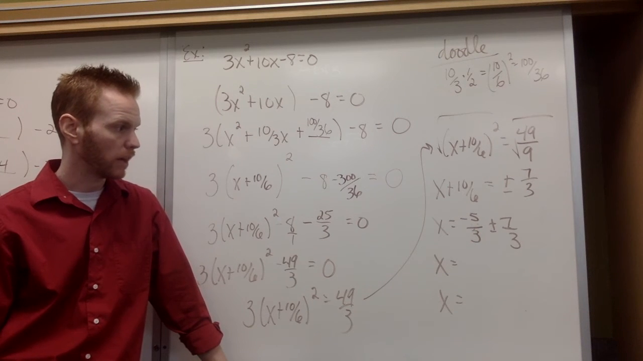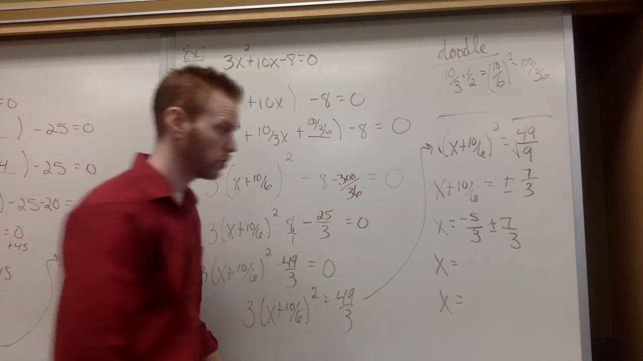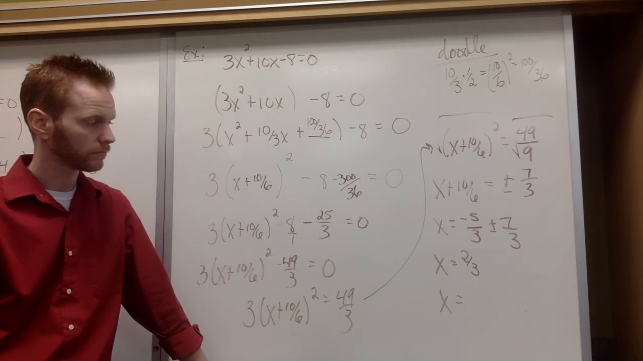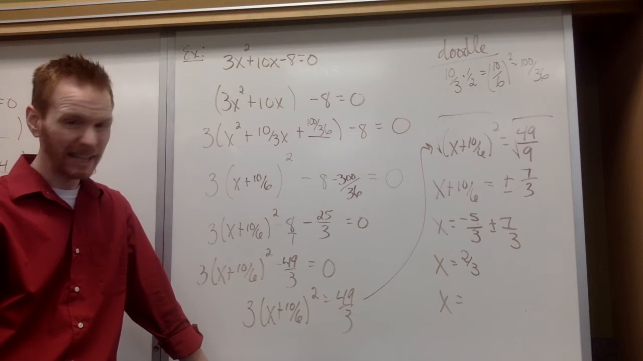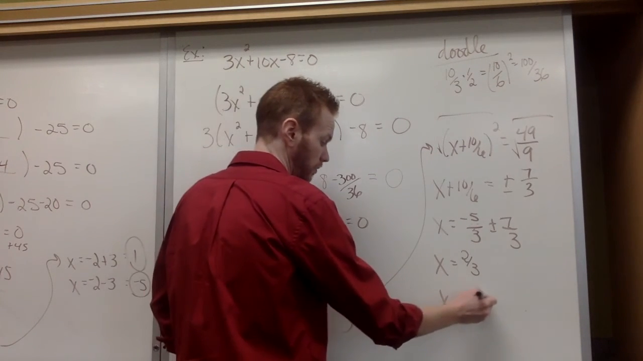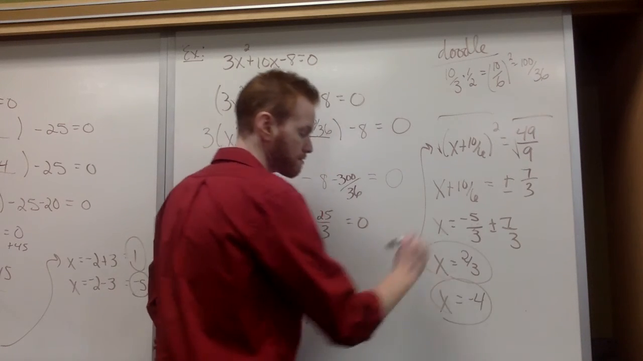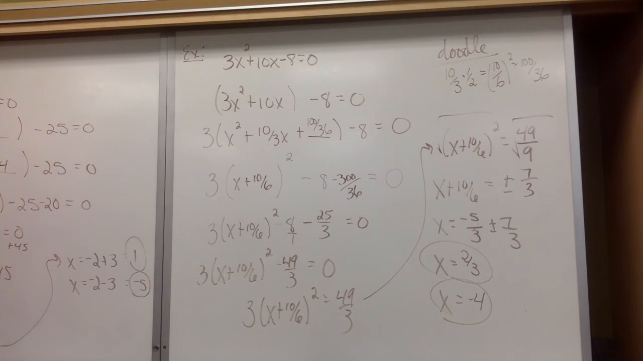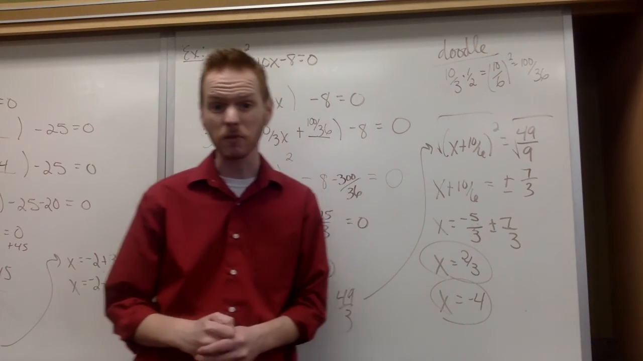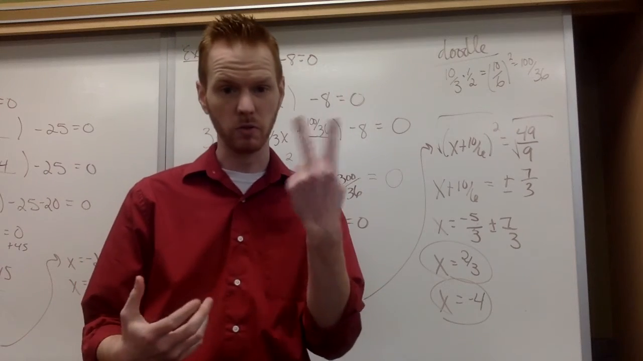The first one would be what? Negative 5 plus 7, which is 2. So it would be 2/3? Negative 5 minus 7 would be negative 12 divided by 3, which would give me negative 4. Those are my two answers for that problem. Okay? That's it. That's a case of completing the square when a is not 1. There's two examples there.